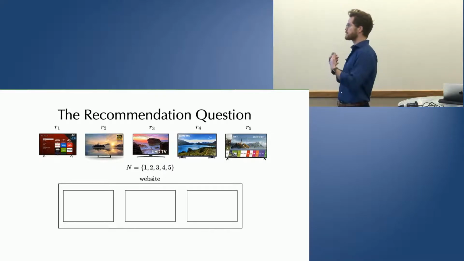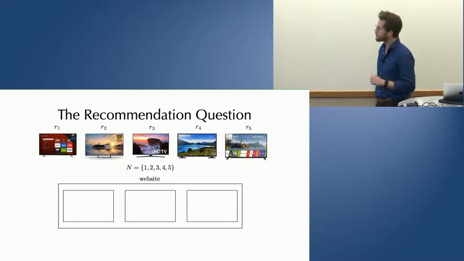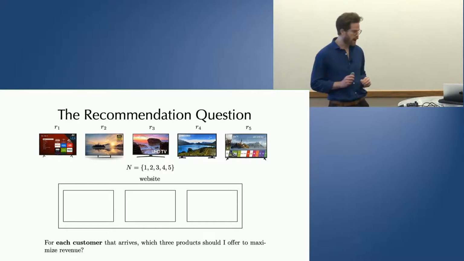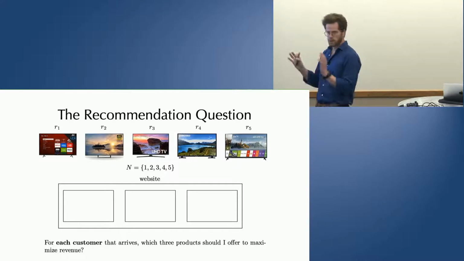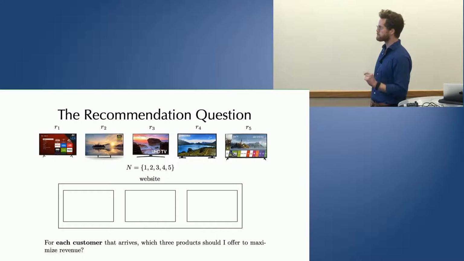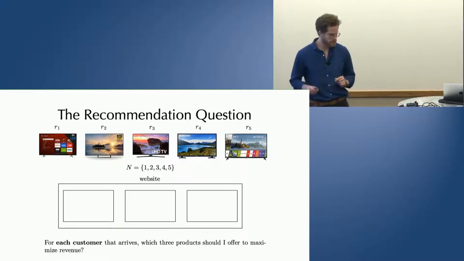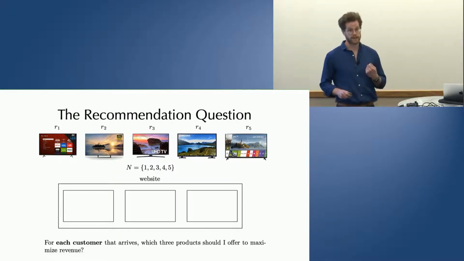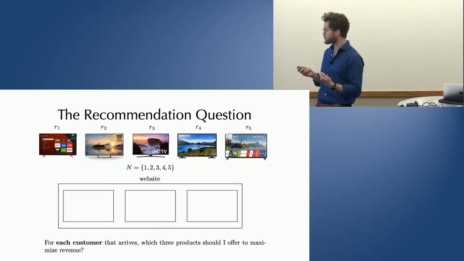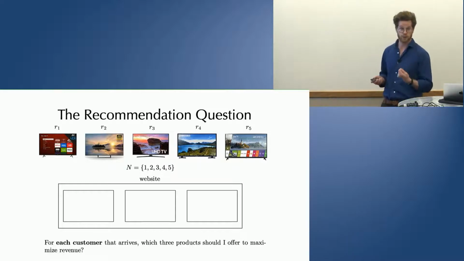Are they smart TVs? Are they HD, etc. So at a high level, here's the question we're considering. For each customer that arrives, which 3 products, or in Alibaba's case, which 6 products, should I show to maximize my revenue? And I bolded each customer here because we're going to show personalized assortments. So for each customer that comes in, we're going to see the product features, we're going to see customer-specific features, and we're going to come up with a personalized assortment.